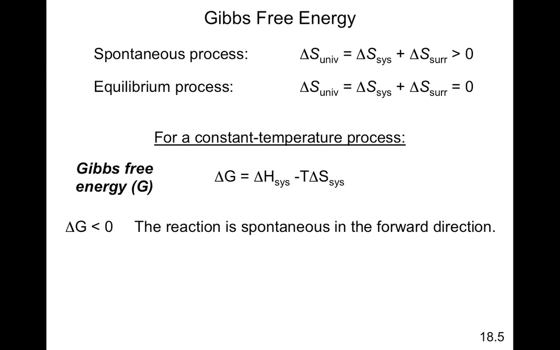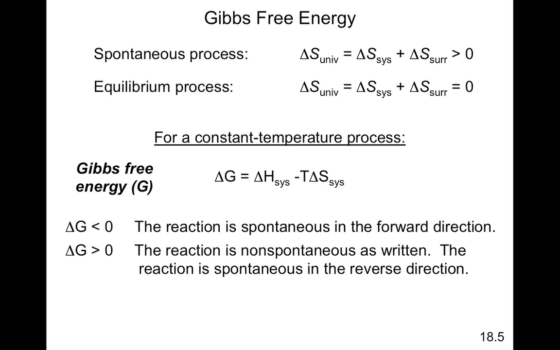If your delta G for a reaction is negative, that means the reaction is spontaneous in the forward direction, so it's energetically favorable. If your delta G is positive, the reaction is non-spontaneous, but of course the reverse reaction would be spontaneous. And then if your delta G is equal to 0, which is pretty rare for most of our calculations, then our equation would be perfectly at equilibrium.